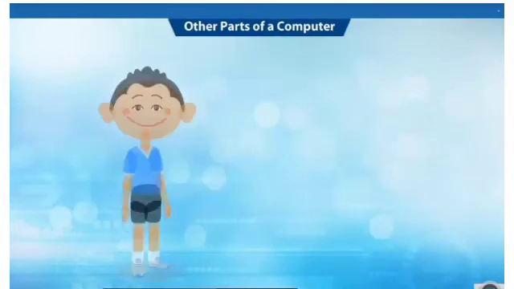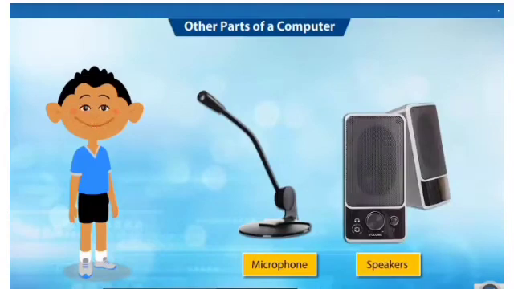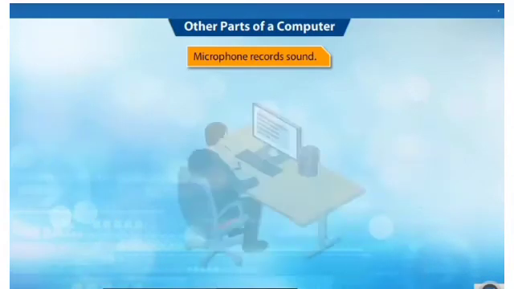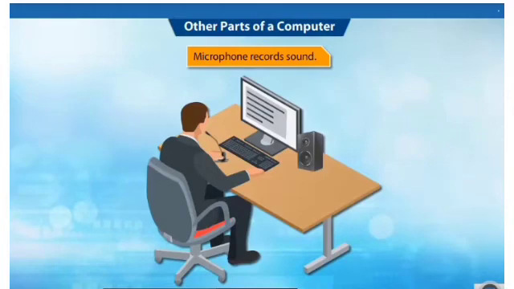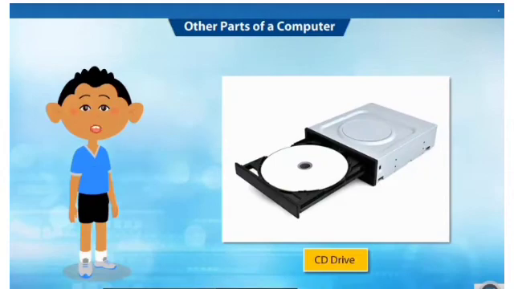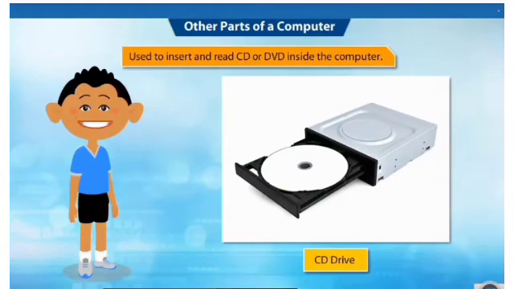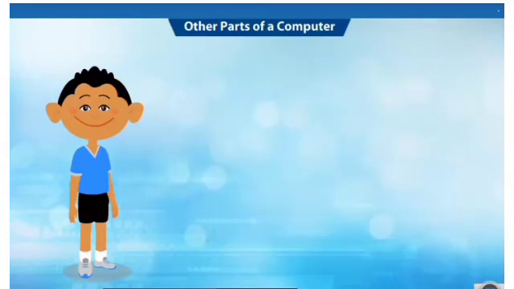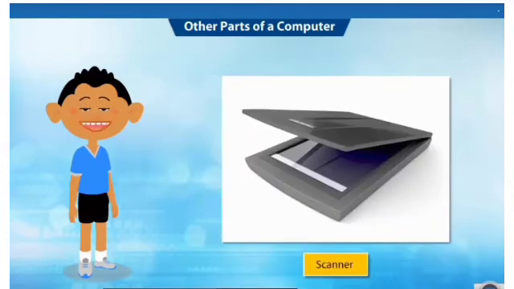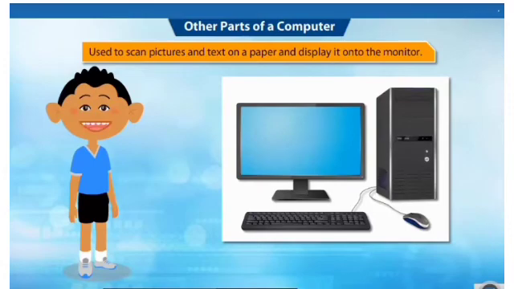This is a microphone and these are speakers. We can speak into a microphone to record our voice. Sometimes I use my microphone to talk to my friends. I listen to music with the help of these speakers. This is called a CD drive. A CD drive is used to insert and read a CD inside the computer. Oh, this is a very useful device. A scanner. Do you know what it does? It is used to scan pictures and text on paper and display them on the monitor.